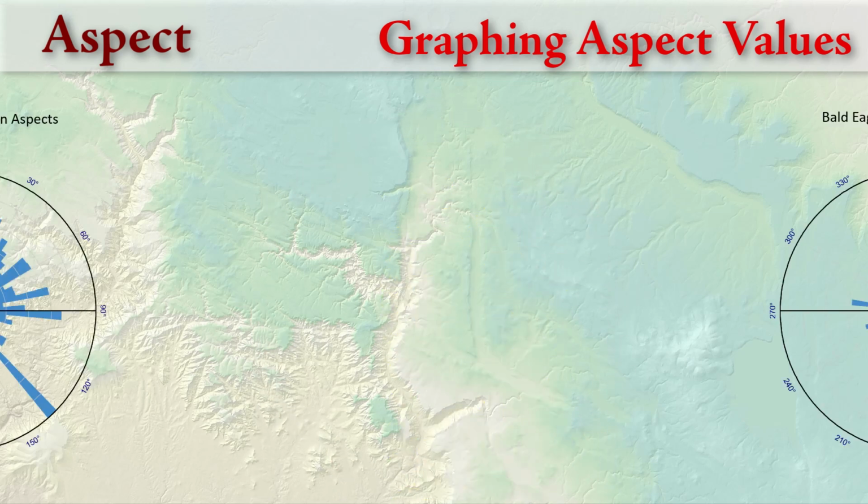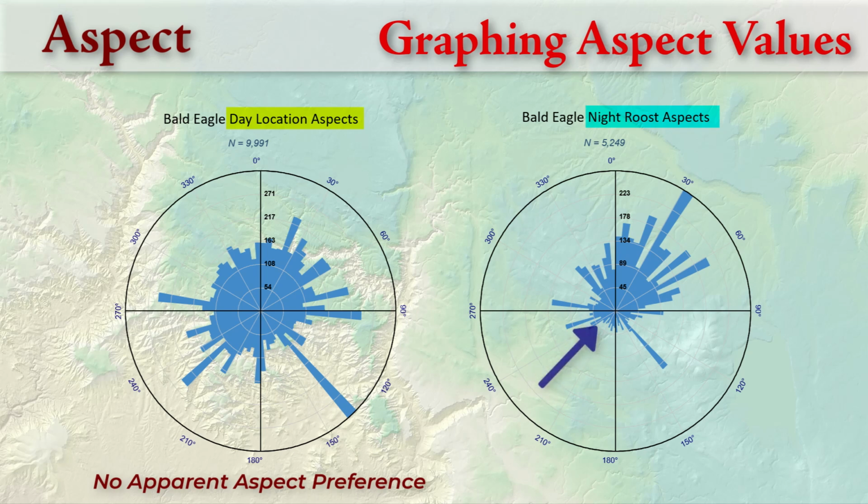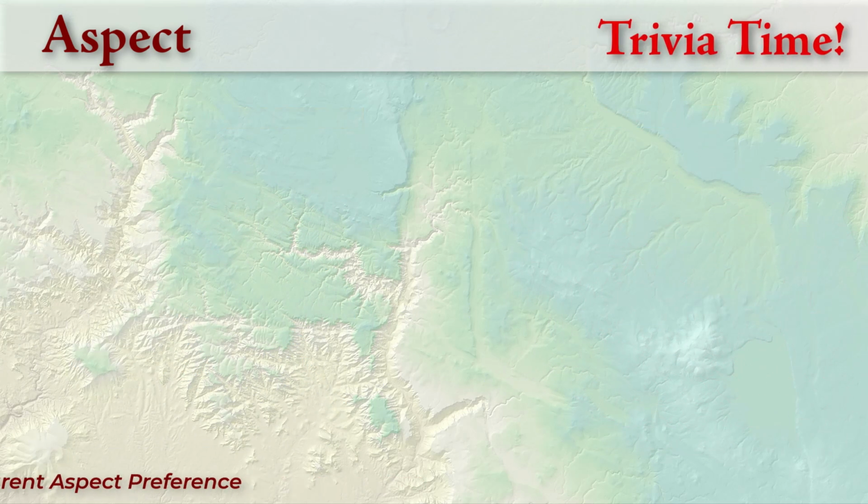A few of us at NAU School of Forestry are using this type of graph to help us understand bald eagle roosting preferences. These two graphs show aspect statistics for bald eagle sites split into daytime foraging and nighttime roosting locations. Aspect distribution for daytime locations are fairly random, which is not surprising since the eagles are often in flight and would have little reason to position themselves over any particular aspect direction. The nighttime roosting locations are a different story, though. Here, the data clearly show that bald eagles in northern Arizona tend to prefer north or northeast-facing slopes when they roost. Which leads us to trivia time.